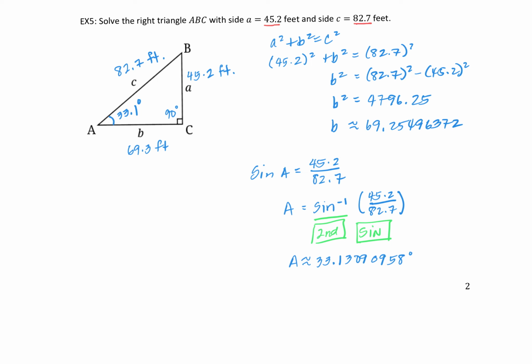So now finding B is easy enough. We just take the 90 degrees minus the 33.1 degrees. And we should get 56.9 degrees. So that would be this angle here, 56.9 degrees. So we got all the angles, we got all the sides, and we are done solving that triangle.